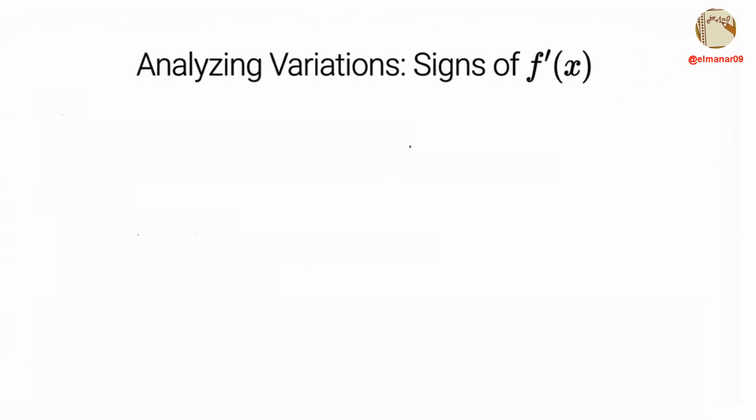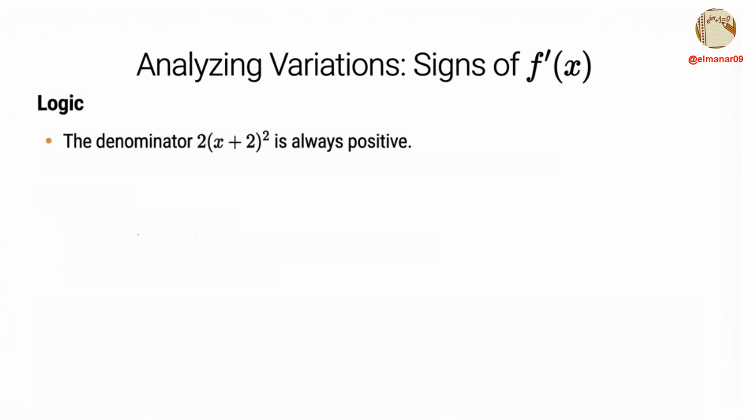Now, eyes on the board, everyone. We are talking about the variations, and specifically, we're looking at the signs of f prime of x. This is where we find out exactly how our function is moving. Is it going up? Is it going down? The derivative is going to tell us the whole story, so pay close attention.